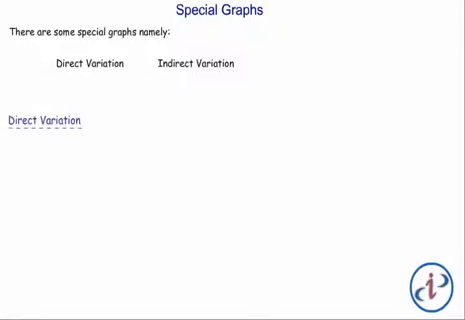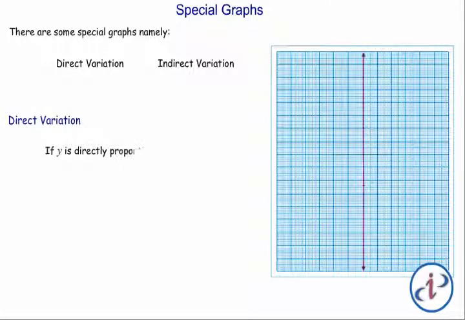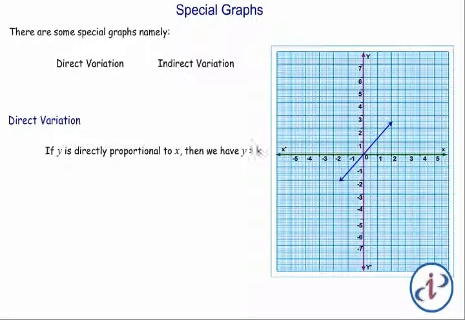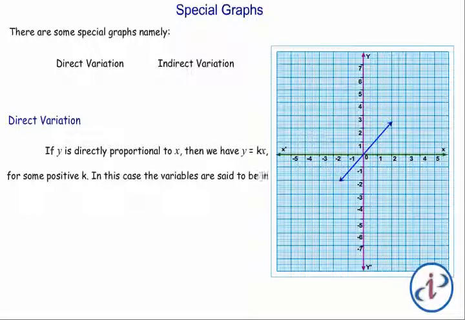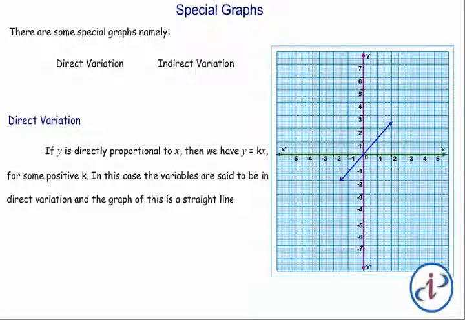Let us learn about some special graphs, namely direct variation and indirect variation. If y is directly proportional to x, then we have y = kx for some positive k. In this case, the variables are said to be in direct variation and the graph of this is a straight line.